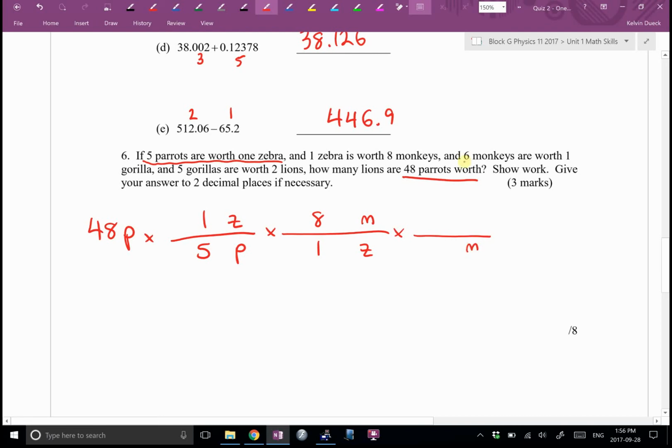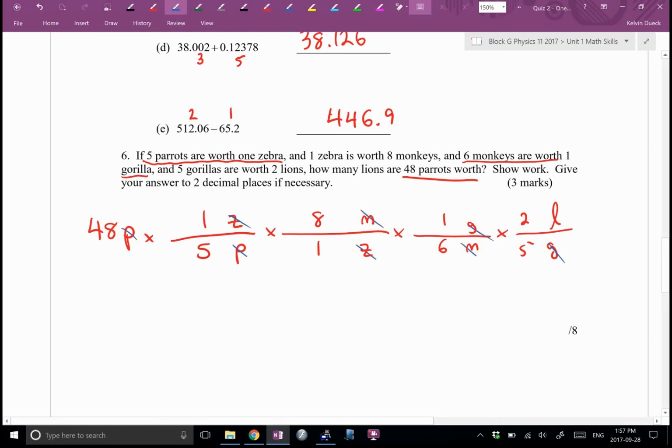And monkeys, I can turn into gorillas. 1 gorilla is 6 monkeys. That seems about right. I don't know. I'm just making up numbers clearly, right? And gorillas, Aisha, will cancel, and I can put lions, and I've already done my speech how whenever I draw a lowercase L, I'll always handwrite it, so you know it's not a 1. 2 lions, 5 gorillas.